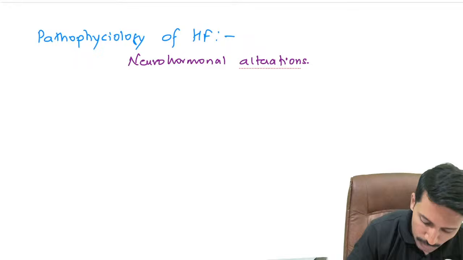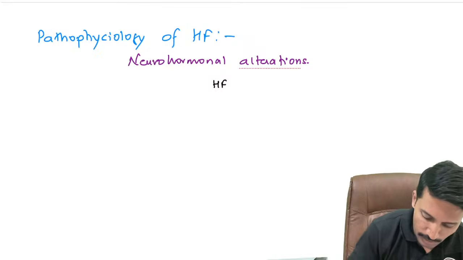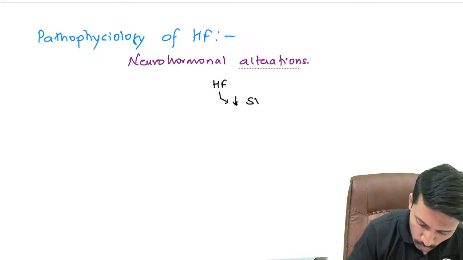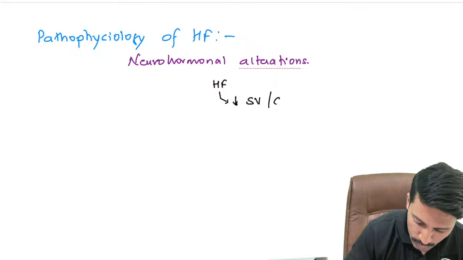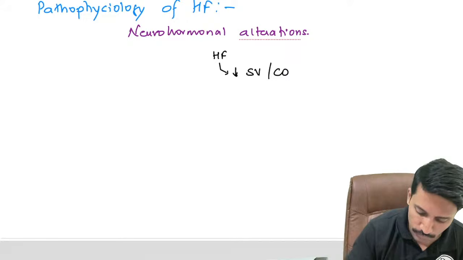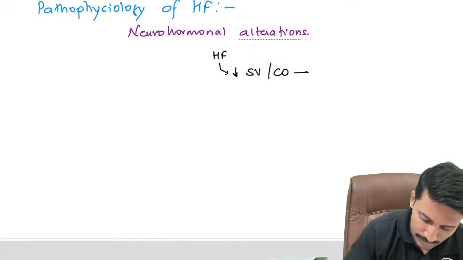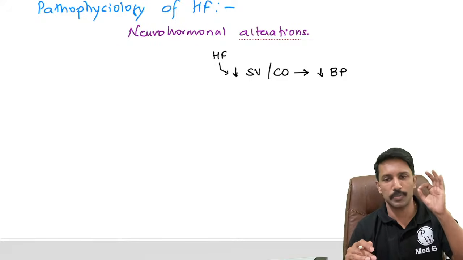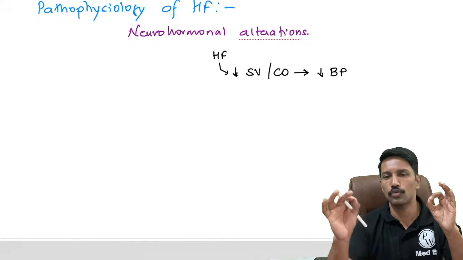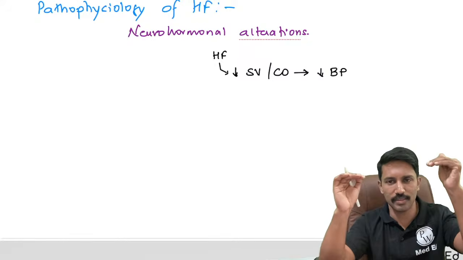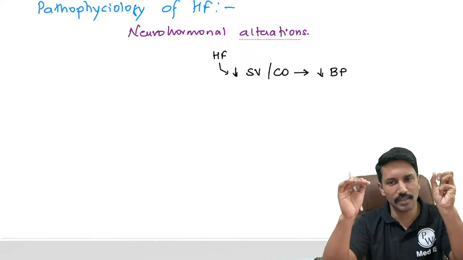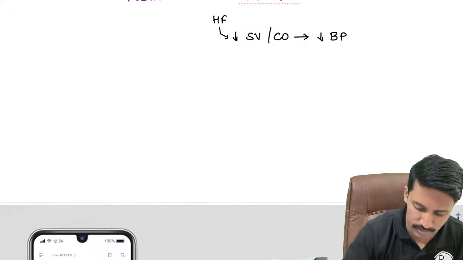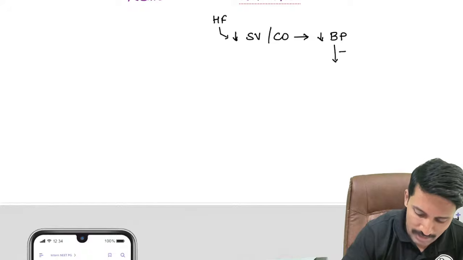So what happens? Heart failure will be associated with decreased stroke volume, or you can also say cardiac output. Because of that, it will result in a decrease in the BP. I want all of you to remember that your blood pressure, especially systolic BP, is directly proportional to stroke volume. Higher the stroke volume, higher the systolic BP. If the heart is ejecting less blood, your BP will be less.